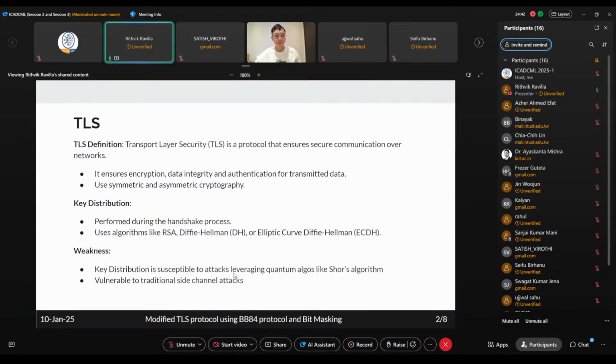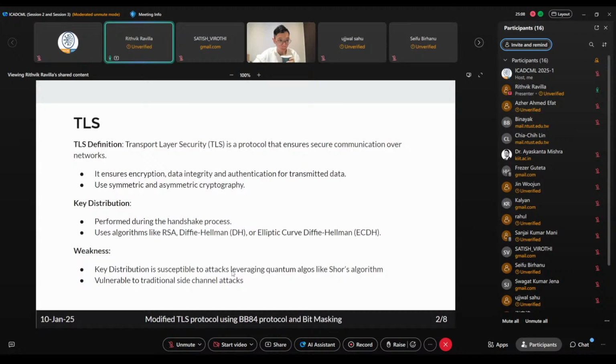So to start off with, we'd like to provide a brief introduction on TLS. TLS stands for Transport Layer Security, and it's a protocol which helps ensure secure communication over the internet and over local networks as well. TLS traditionally uses both symmetric and asymmetric cryptography, which helps ensure encryption, data integrity, and authentication for transmitted data. A critical part of TLS is the key distribution algorithm.